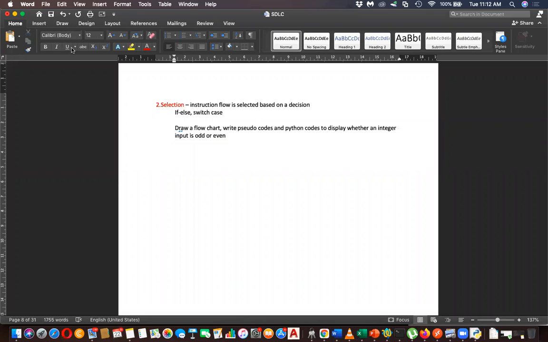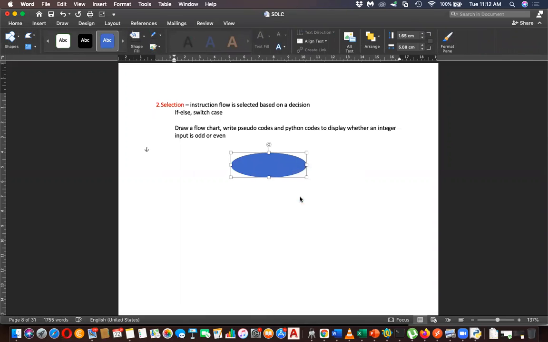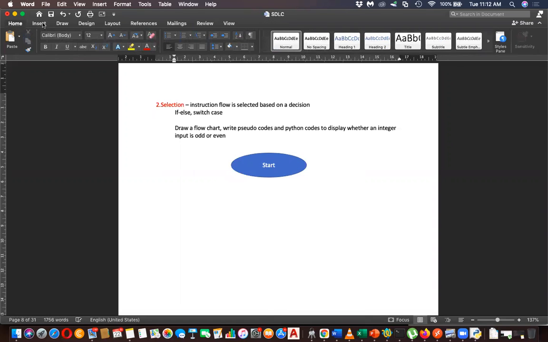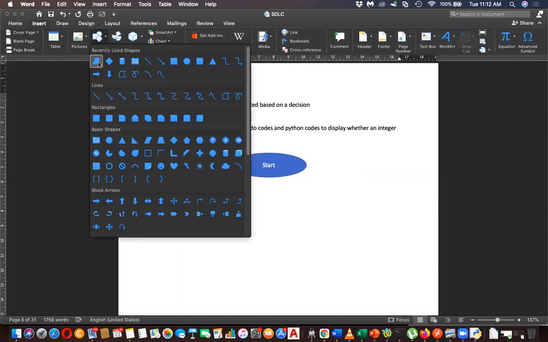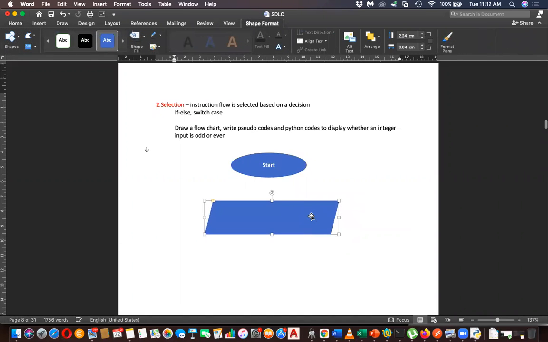First of all, you have to start and input a number. This is the symbol for starting, it can be a rounded rectangle. And then you have to input the number. That should be input integer number. Let's say it's num.